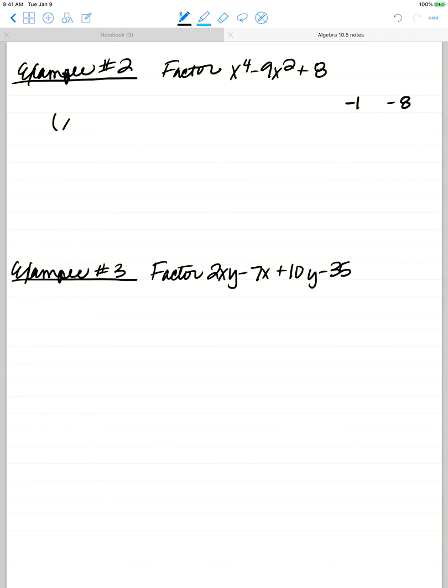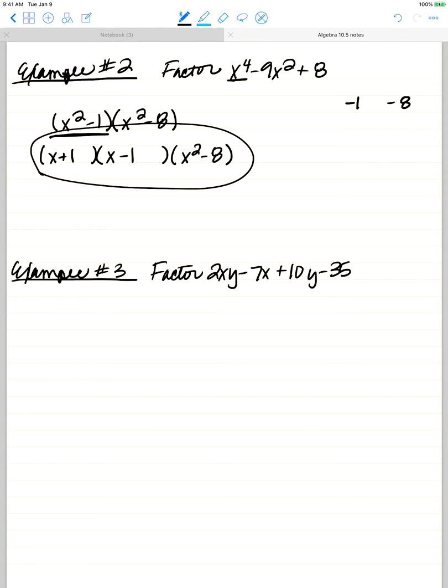So we end up with x squared, because our first term is x to the fourth. So x squared minus 1 times x squared minus 8. Okay, what you'll notice is that results in a difference of squares here, because x squared is a perfect square and 1 is a perfect square. So we have to factor that binomial to x plus 1 and x minus 1 using our difference of squares rules, times x squared minus 8, and now you're all done.